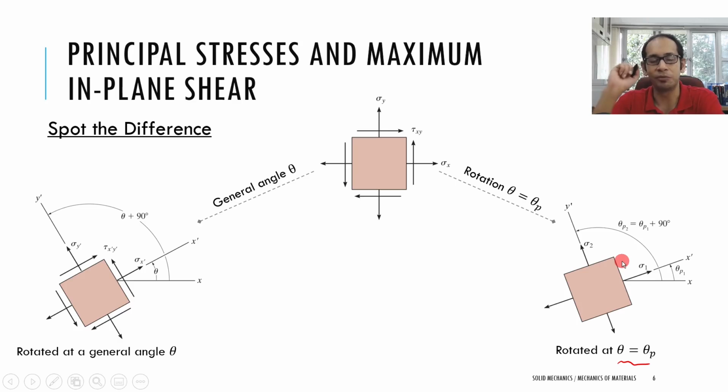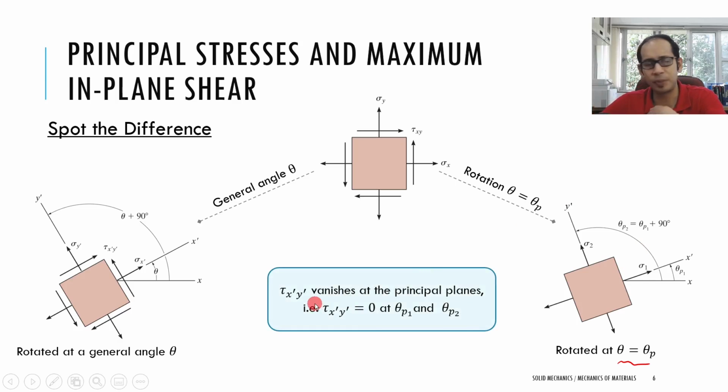This is a very important observation that you must keep in mind: if you take an element and rotate it about the principal planes, only normal stresses remain, and those normal stresses are the maxima and the minima, and the shear stresses vanish. So this is important, please remember this one. Tau x prime y prime about the principal planes vanishes, that is, tau x prime y prime at theta p1 and theta p2, on both this face and this face, vanishes.